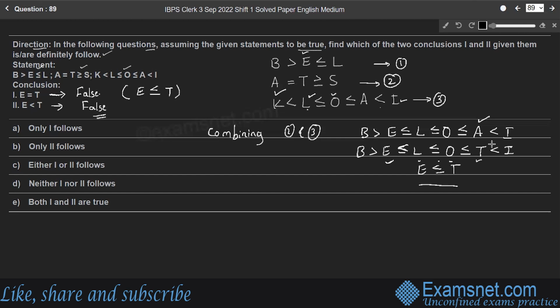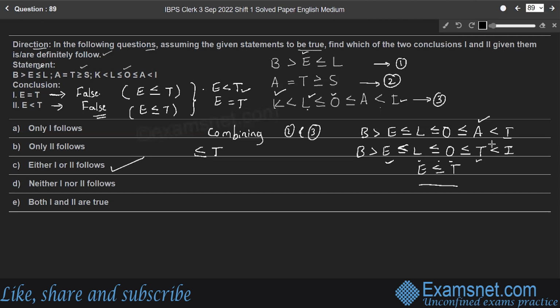So this conclusion is also false, because E is less than or equal to T, but either of the conclusions, 1 or 2, follows, right? Either 1 follows or 2 follows, because the relation is less than or equal to T. Therefore, the option is either 1 or 2 follows. Either E is equal to T follows, or E is less than T follows.